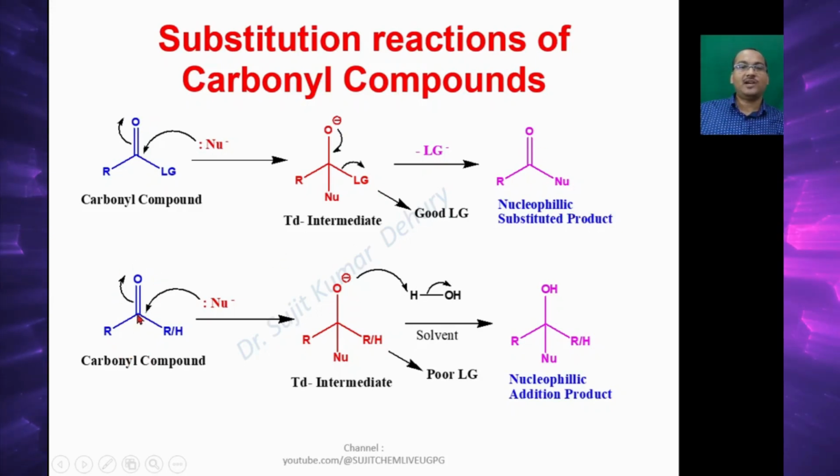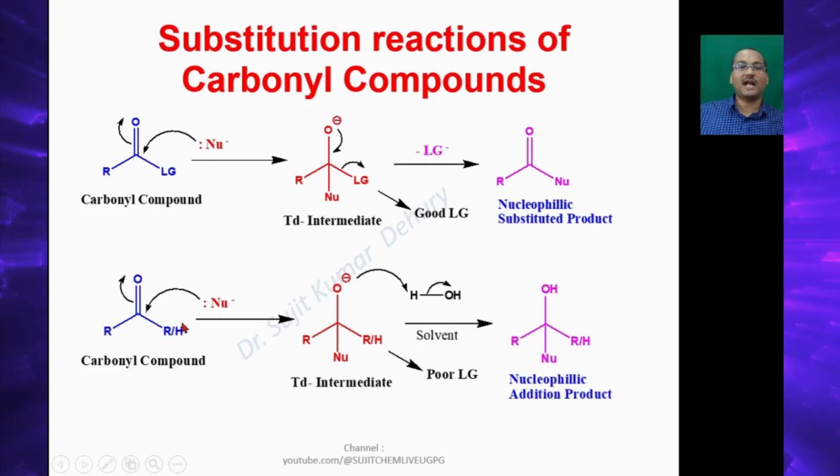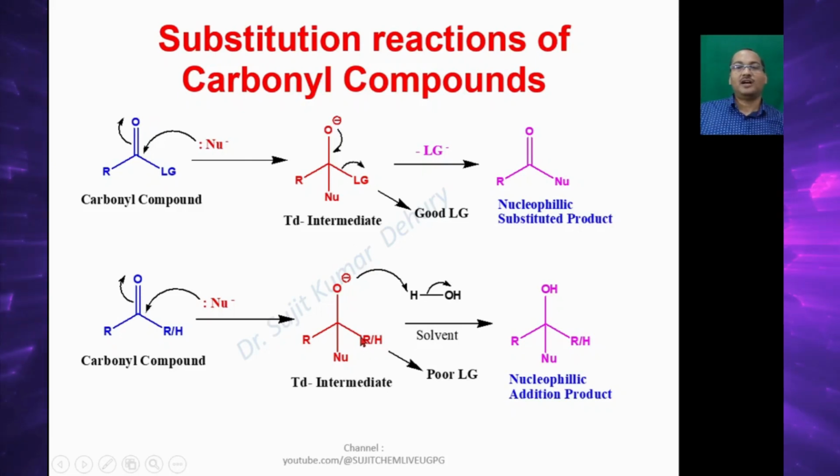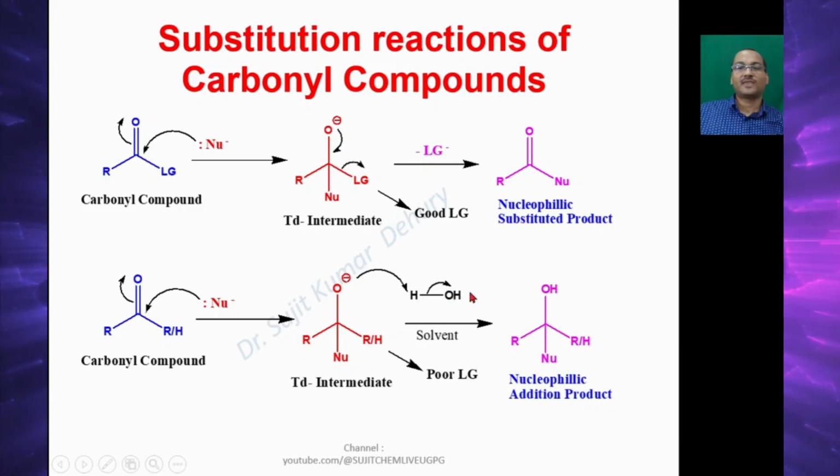But usually in carbonyl compounds like RCHO or RCOR, aldehyde or ketone, the R group or hydrogen is not a good leaving group. So what happens there? The nucleophile will attack this carbonyl carbon and C double bond O will break on oxygen. As a result, you end up with this tetrahedral intermediate. Instead of departing H as H minus or R as R minus, the oxyanion takes the proton from solvent, giving rise to the nucleophilic addition product.